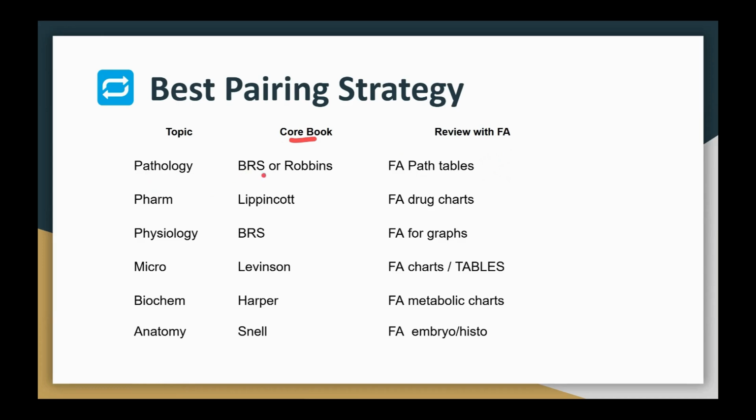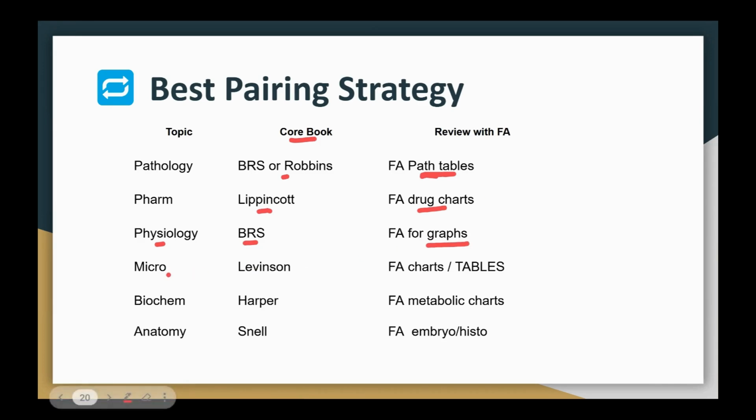For pathology, you can go with the Robbins, but try to focus on the tables given in the pathology section. For pharmacology, you can go with the diagram from Lippincott, but try to follow the drug charts in the pharmacology section at the end of each system. Similarly, for physiology, you can go with the BRS, but also try to incorporate graphs and tables from First Aid as well.